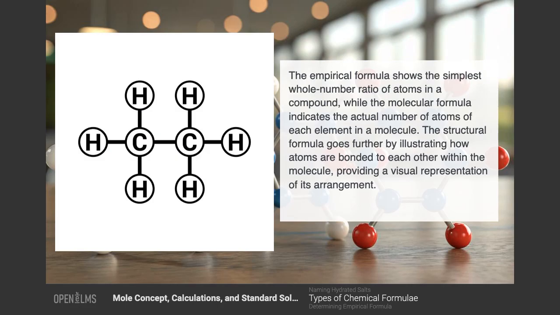The empirical formula shows the simplest whole number ratio of atoms in a compound, while the molecular formula indicates the actual number of atoms of each element in a molecule. The structural formula goes further by illustrating how atoms are bonded to each other within the molecule, providing a visual representation of its arrangement.